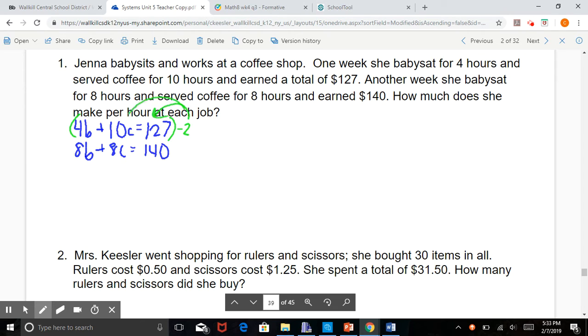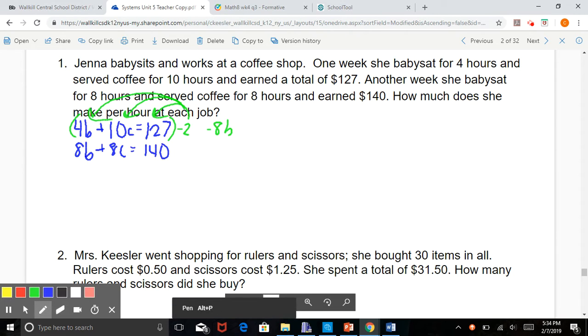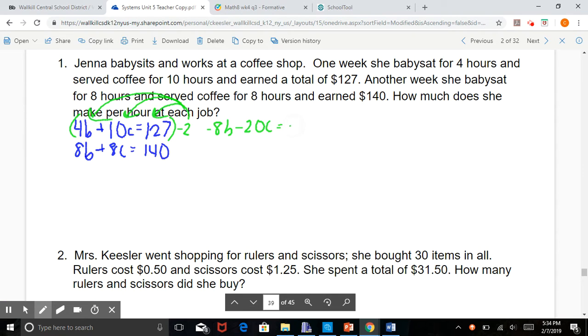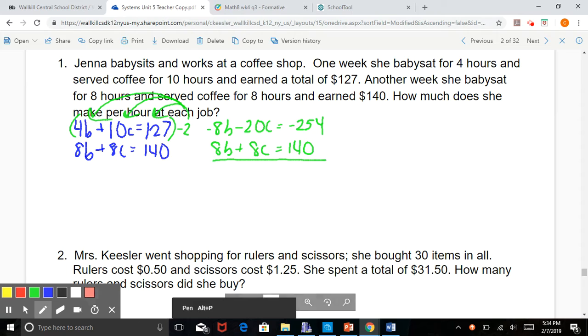So distributing that, I have negative 8B, minus 20C, because we're multiplying by a negative, equals negative 254. Then underneath that, we bring over the other equation, 8B plus 8C equals 140. And now we can start to solve. So we have the B's that are going to cancel out. So negative 8B and positive 8B cancel out.